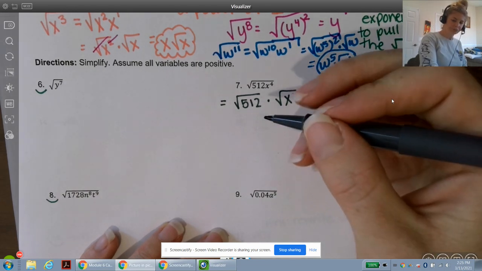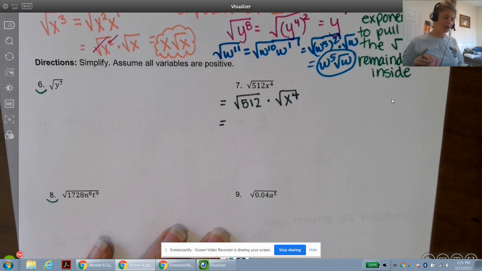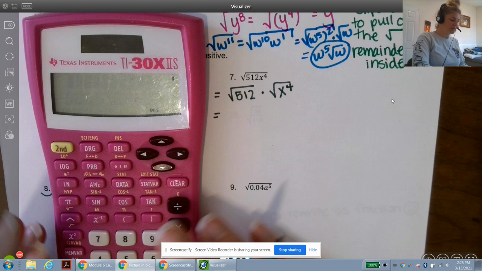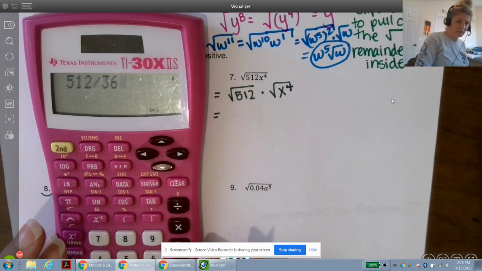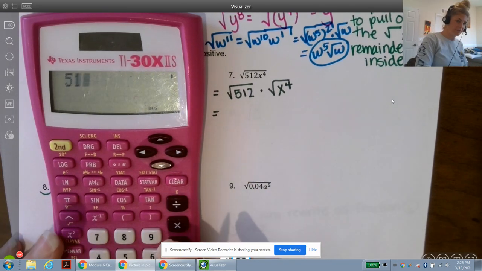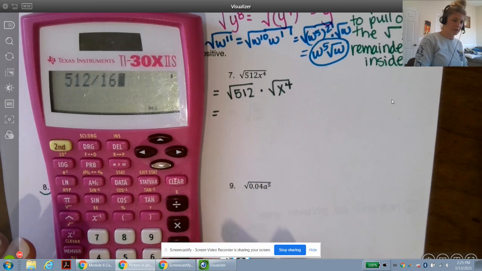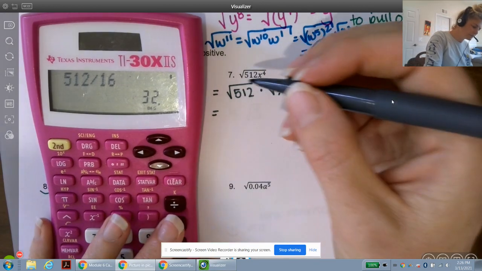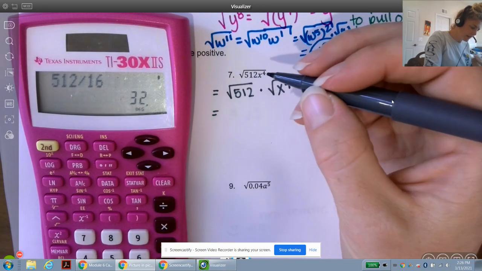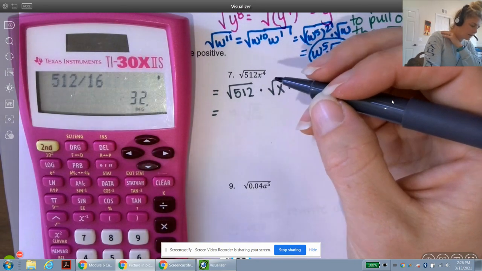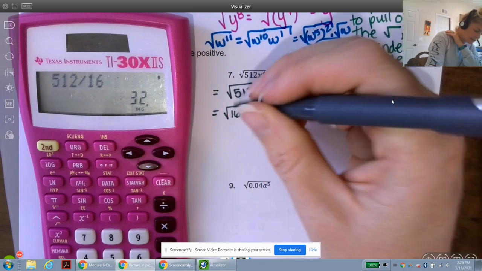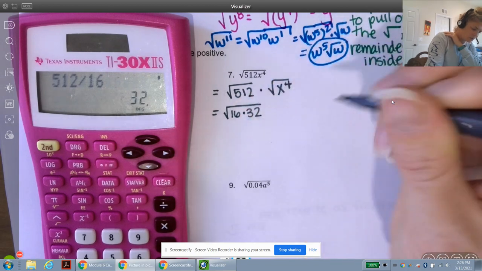Okay, so from here, I'm thinking about 512, and I'm thinking about perfect squares. I know 25 is not going to work. Maybe 36. So 512 divided by 36. That didn't work. So maybe 512 divided by, I don't know, 16. Oh, 16 and 32. Nice. Okay, so I know that 512 is going to be 16 times 32.